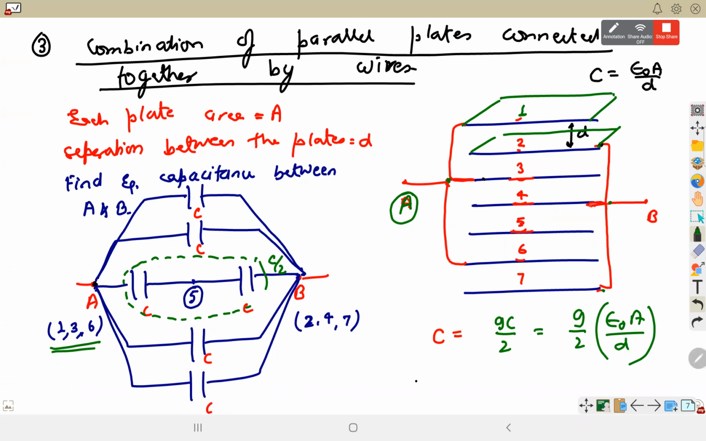On the other side, B is connected to 2, 4 and 7, so B is same as plate 2, 4 and 7. बचा क्या? 5. 5 is taken in between. Correct?